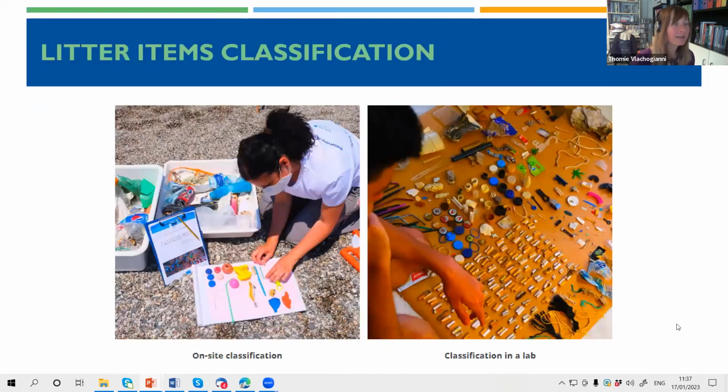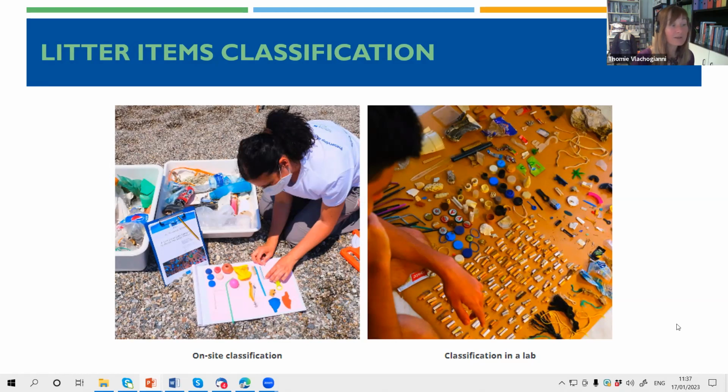And regarding the litter items classification, this can be conducted on site. Here you can see my friend Cristina doing the on-site classification in accordance with a joint list. This is actually the optimum approach, simply because litter items, when transferred away from the site, can fragment into smaller bits and parts, and this can lead to an overestimation of the litter density.